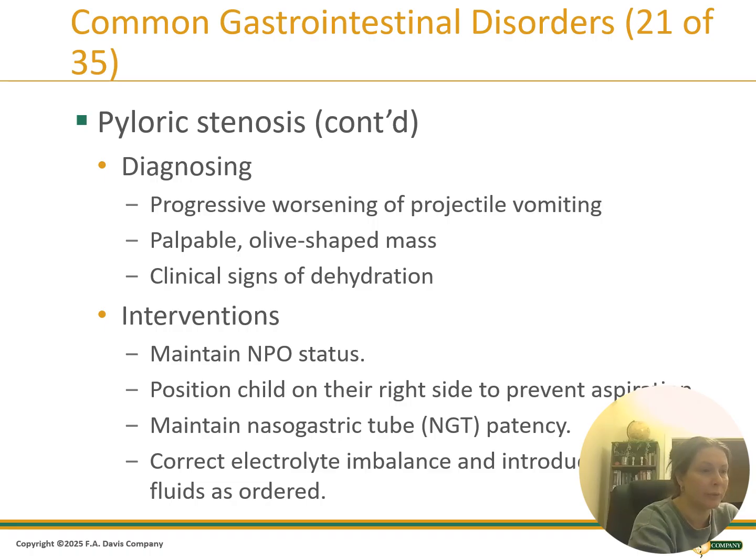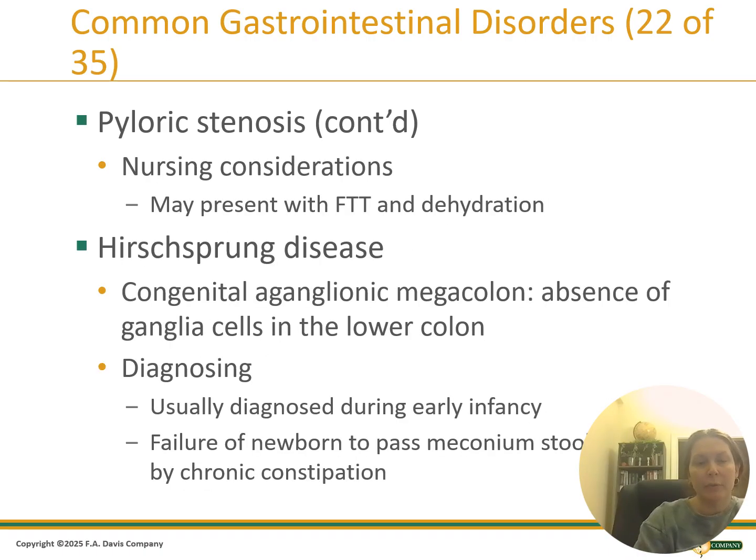Ways that we want to intervene are placing our child in NPO status, positioning them on their right side to prevent aspiration, placing an NG tube, correcting any electrolyte imbalances, and then introducing clear liquids when we can. Okay, before that we'll just use our IV fluids. We want to keep in mind that our child with pyloric stenosis can come in similar to a child with failure to thrive and dehydration.